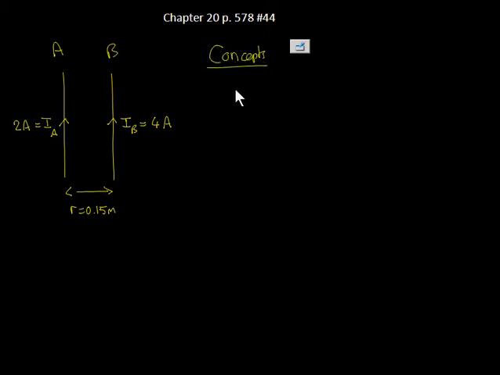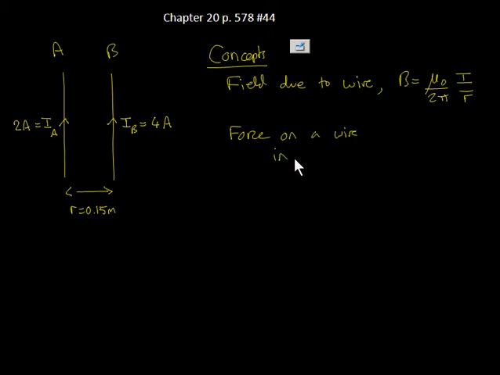the main concepts are the field due to a wire, B is mu naught over 2 pi times the current divided by the distance you are from the wire, and the force on a wire in a field. I'm not making it explicit, but this has to be wires that are carrying currents, otherwise there's no magnetism going on. And this is F equals BIL sine theta. And in this case, sine theta is going to be 1 because the angles are perpendicular.